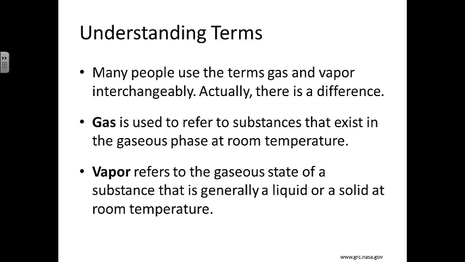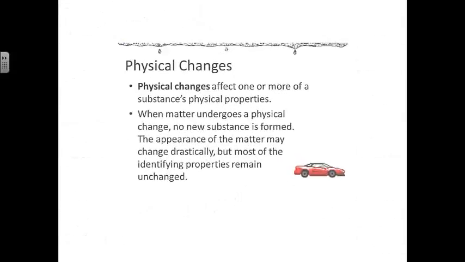For example, water does not normally exist as a gas at room temperature. Its normal state at room temperature is a liquid. So if water exists as a gas in your classroom at room temperature, then we would call this water vapor because it's not its normal state of matter for that temperature. So vapor refers to the gaseous state of a substance that's generally a liquid or a solid at room temperature.